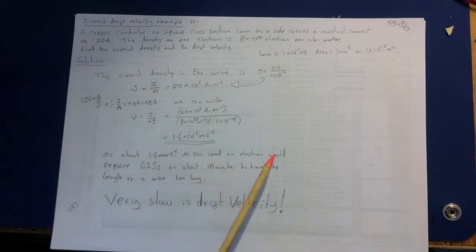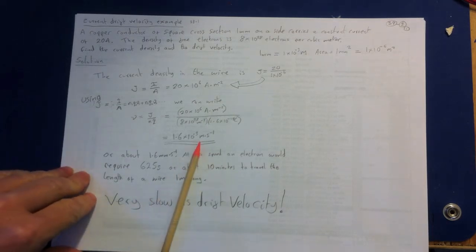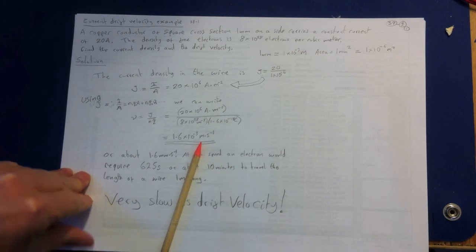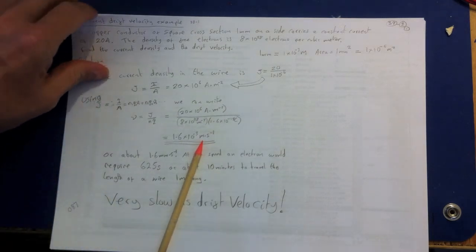It means at this speed, an electron would require 625 seconds, or about 10 minutes, to travel the length of a wire 1 meter long. So that's a really slow drift velocity. So when we're talking about current moving through wires, you've got to remember that the individual charged particles themselves move very slowly. The drift velocity is very slow indeed. So that's a really good example of showing quite clearly how slow these charged particles will move through conductors.